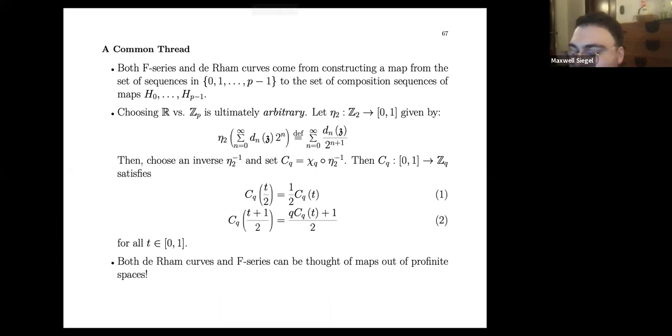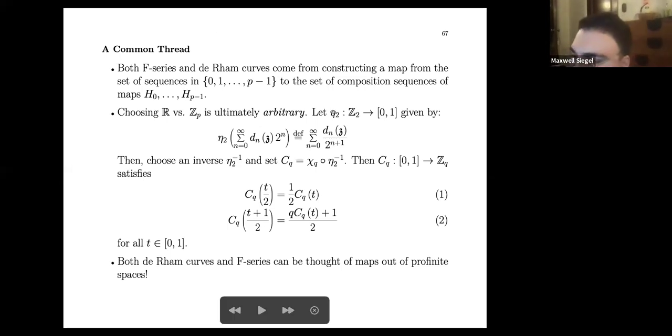So even though my approach uses the p-adic integers, while de Rham used the unit interval, the underlying idea is the same. We both constructed our curves by considering a map from the set of all infinite sequences in n distinct symbols to the set of all composition sequences of n maps. Indeed, using this map eta_2, it gives us a continuous, surjective but not injective map from the 2-adic integers to the unit interval. We can precompose chi-q with an inverse of eta_2 to realize chi-q as a de Rham curve, C, from the unit interval to Z_q.